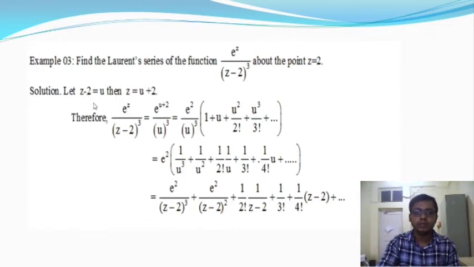First we consider z - 2 = u. From this we will get z = u + 2. Now putting z = u + 2 in the given function e^z / (z - 2)^3, e^z reduces to e^(u+2), and (z - 2)^3 is replaced by u^3. And e^(u+2) can be written as e^u times e^2, where e^2 is a constant, divided by u^3.